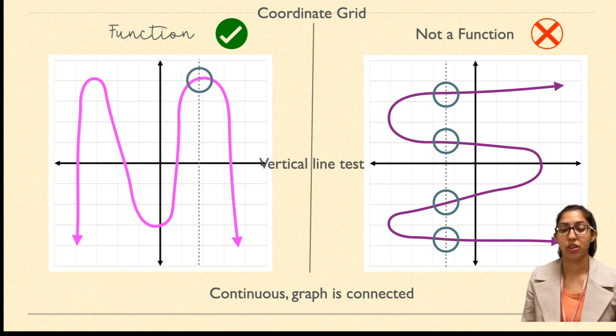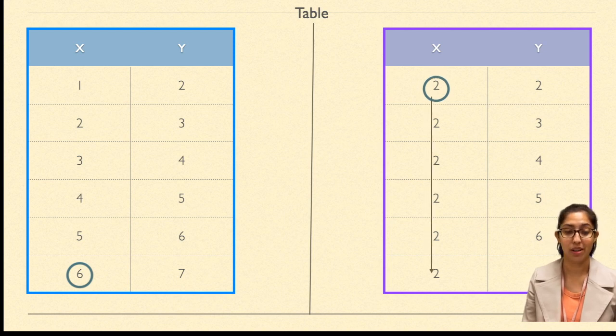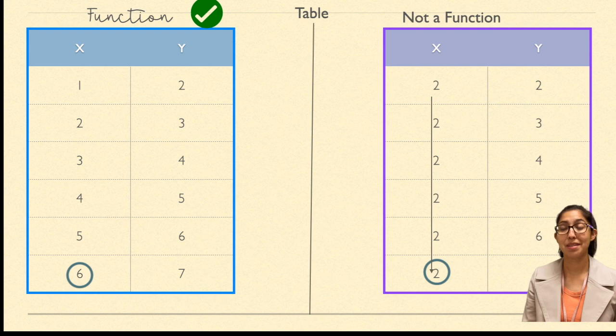Okay, next we're going to look at tables. So tables, again, just like ordered pairs. We're looking at the inputs, so the x values. So on this first table, we have a 1, 2, 3, 4, 5, and 6. Next, on this other table, we have 2, and if you look, it's 2 all the way down. So that tells us that this one is a function, and this one is not a function, okay?